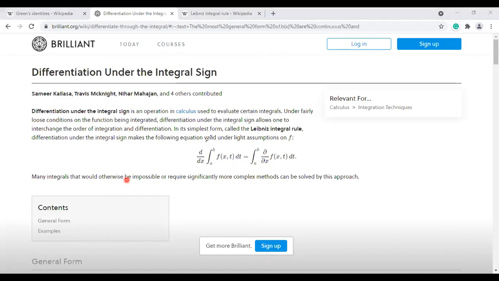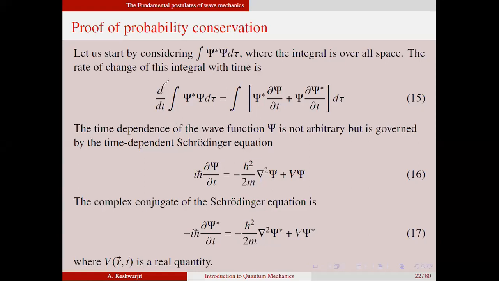So we are back. So d by dt is the derivative with respect to time, and this is integration with respect to space. When I bring this inside the integral sign, what will it become? Let me write it here. It will become integration over all space. This integration is over all space.